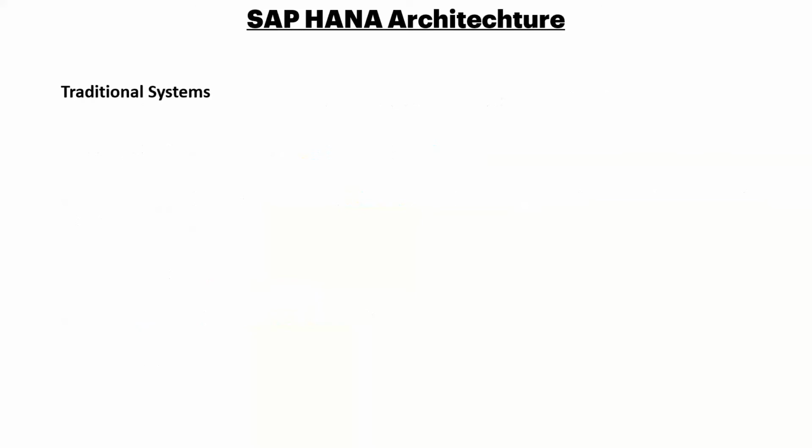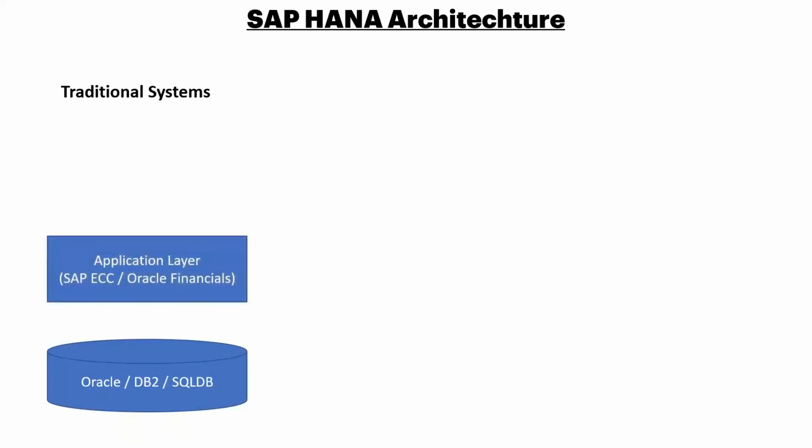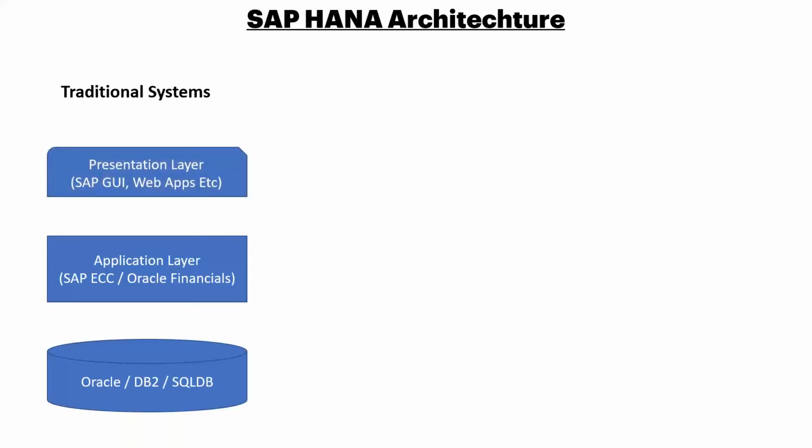Okay, so let's take a look at the traditional system first. So you have Oracle DB, or any other database for that matter. Then you have an application layer, which can be your SAP ECC or your Oracle Financials or your JD Edwards, whatever it is, right? Then you have your presentation layer. It can be a website, it can be SAP GUI, it can be Fiori, it can be whatever, right? You have 3 layers in a traditional way, right?